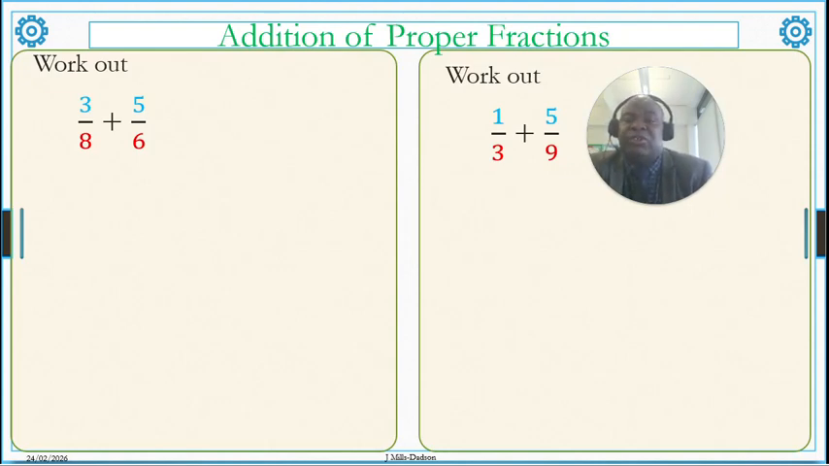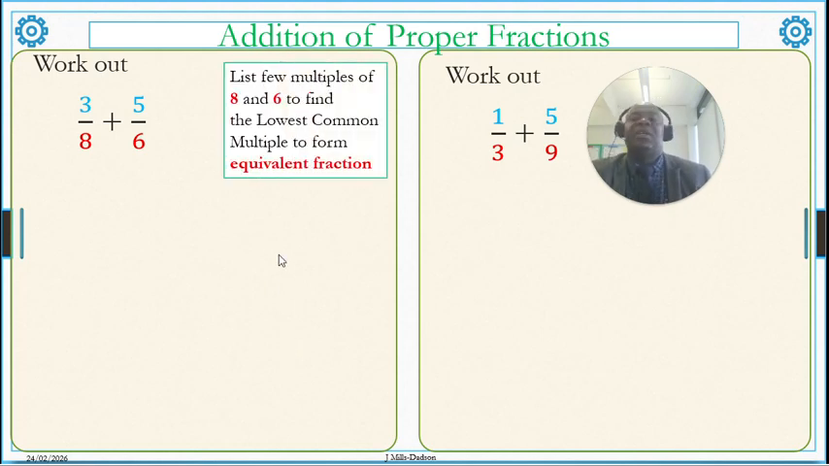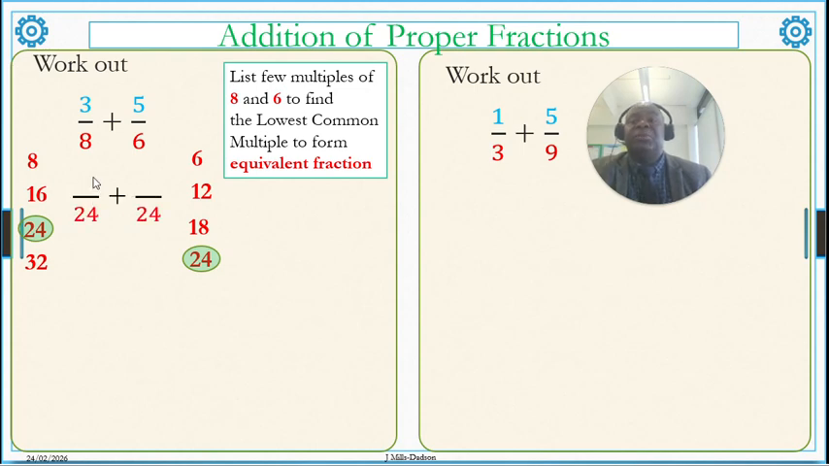To do that, we need to create a fraction whose denominators are the same for both 3/8 and 5/6. And we do that by listing the common multiples of 8 and 6 until we get our LCM. And that will help us create what we call equivalent fractions. So by listing a few multiples of 8 and a few multiples of 6, I'll stop the moment I get a common number. I see that I've got 24 in both multiples. So therefore, I could create equivalent fractions out of 24. So each will be over 24.